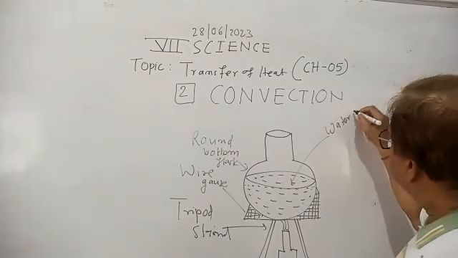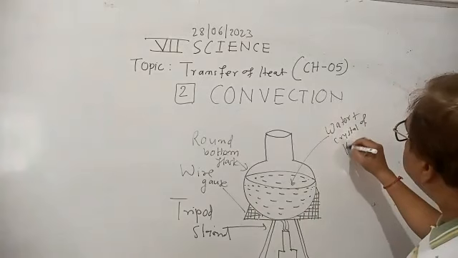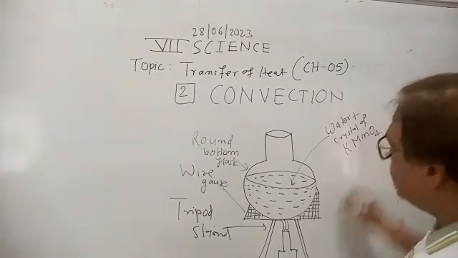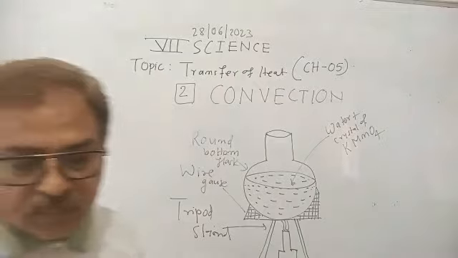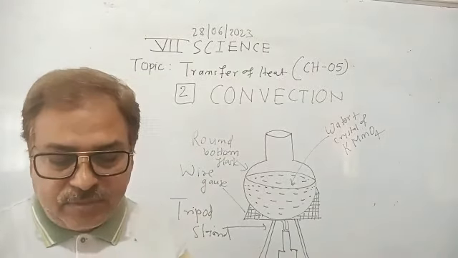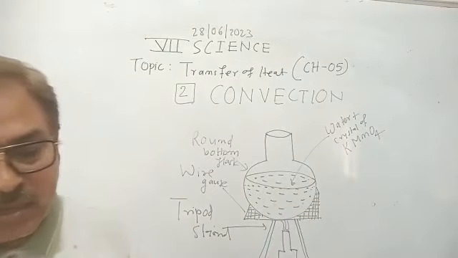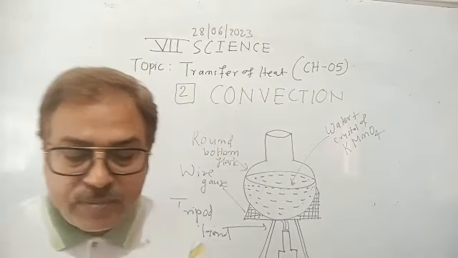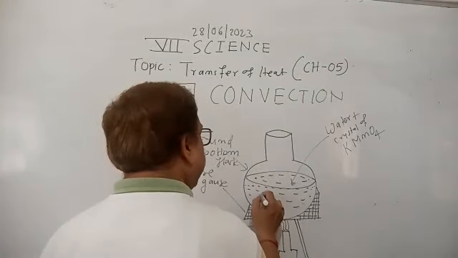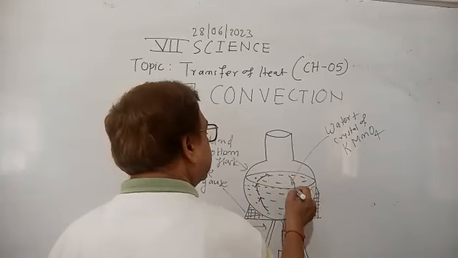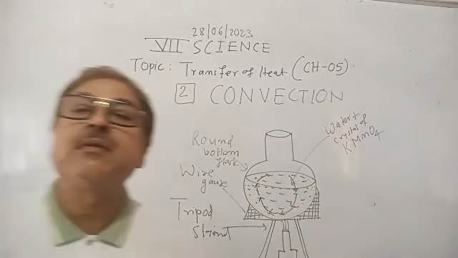Water plus crystals of potassium permanganate chemical is kept inside, mixed with the water. When potassium permanganate is put into the water and the burner is just started, we observe that a streak of color moves up, the strip of color moving up like this. Yes, this is called the convection current of water.